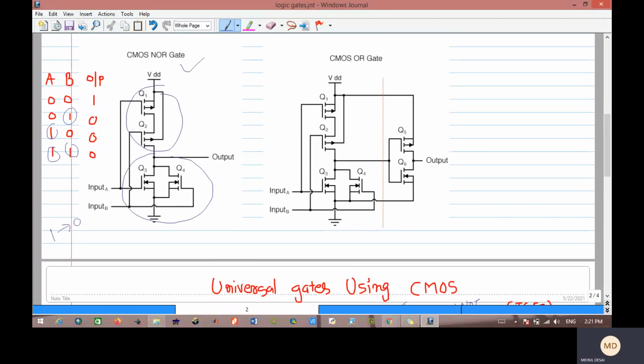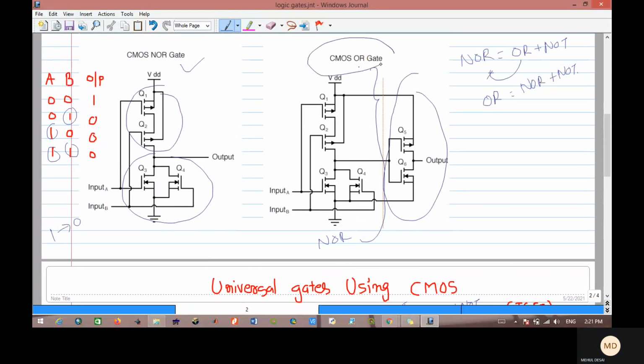And similarly, OR is nothing but NOR plus NOT. Whatever output we get from the NOR gate goes to the CMOS inverter circuit, so this is the complete circuit of the CMOS OR gate. This is how we can develop the CMOS NOR gate and OR gate using CMOS circuits.